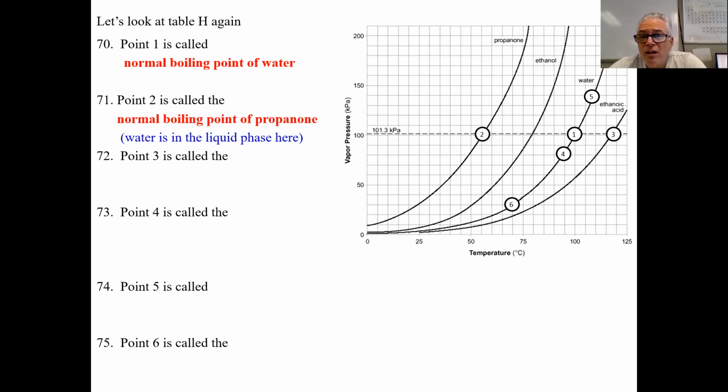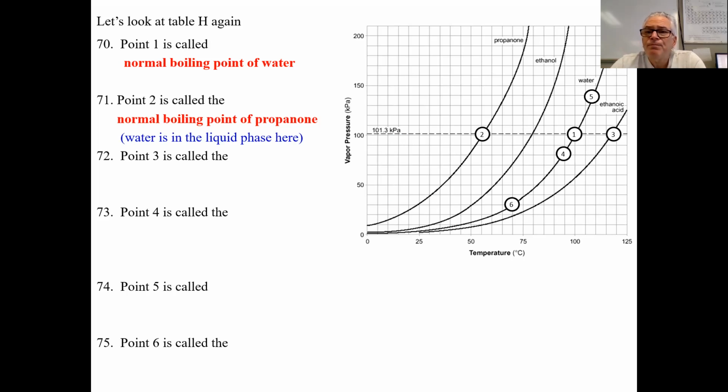Propanone boils at a lower temperature. If you had 2 pots and put them both on hot plates, one with propanone, one with water, well, at 55 degrees, the propanone is going to boil away. Well, it's going to start to boil away. The water is just going to be hot in the other pot. Every liquid boils at its own temperature. Point 2 is called the normal boiling point for propanone. Water is just warm there.